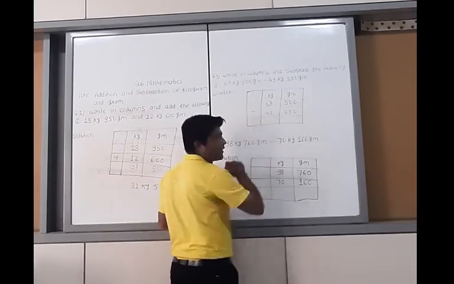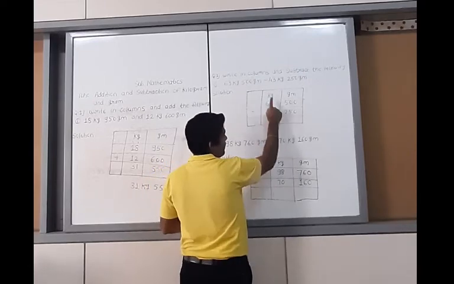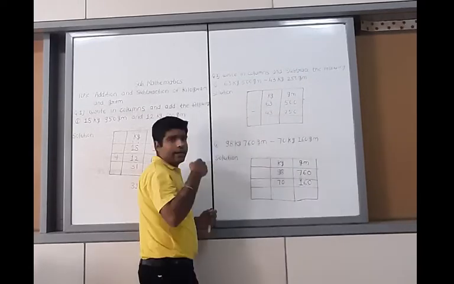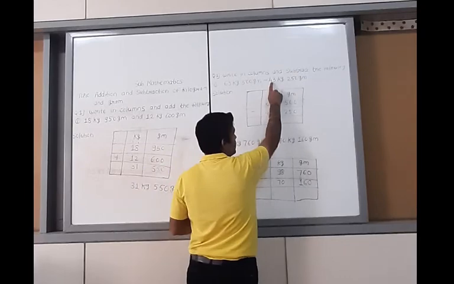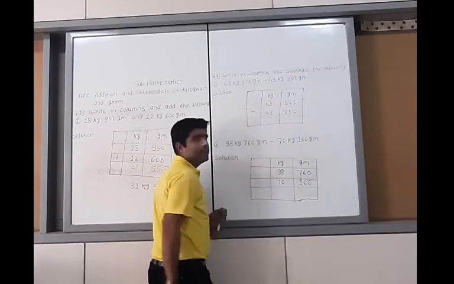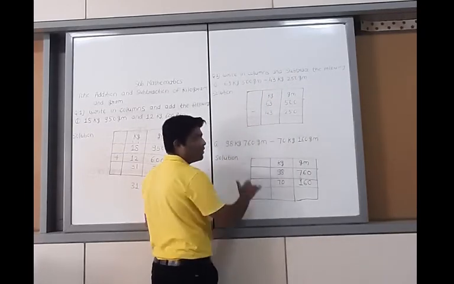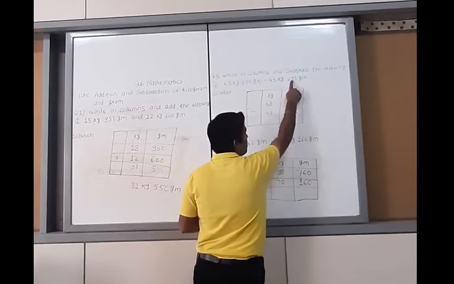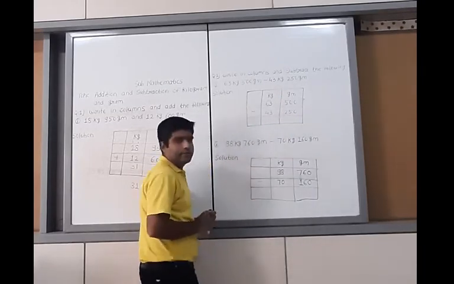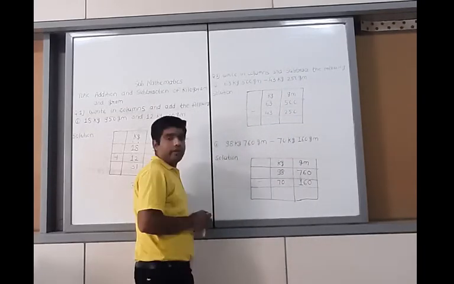We have to write down in the kilogram. 500 we have to write down in the gram. Next example: 43 kg, 250 gram. It means that 43 we have to write down on this side, and the 250 gram we have to write down on gram side. And next we have to solve the example.